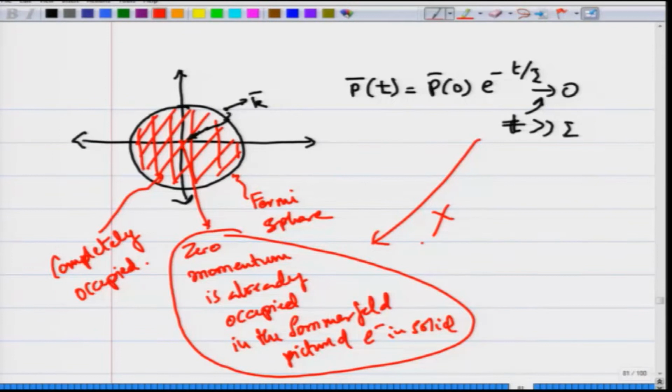So, this leads to a problem. If you are discussing the equation of motion as corresponding to the motion of an individual electron, then Drude's equation tells that the electron should approach a 0 momentum state, but the 0 momentum state is already occupied. The states are filled by quantum mechanics. There is no way to put an electron there, scatter it and bring it to the 0 momentum state. So, there is a problem. How does one look at this equation within the purview of Sommerfeld's model?